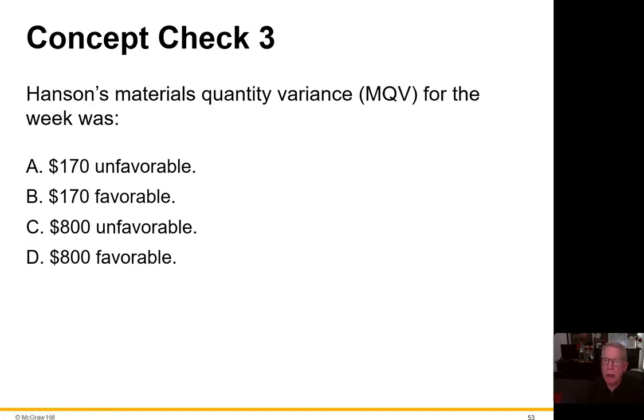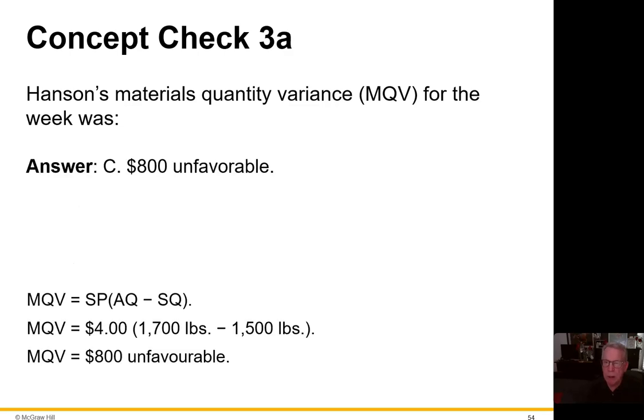The materials quantity variance for the week is going to be what then? It's going to be 800. That's because we used 200 pounds more than what we were allotted in the standard, times the $4 per pound, giving me $800 unfavorable. A nice French spelling to unfavorable there. Anyway, I think you all can see that materials quantity variance calculation.